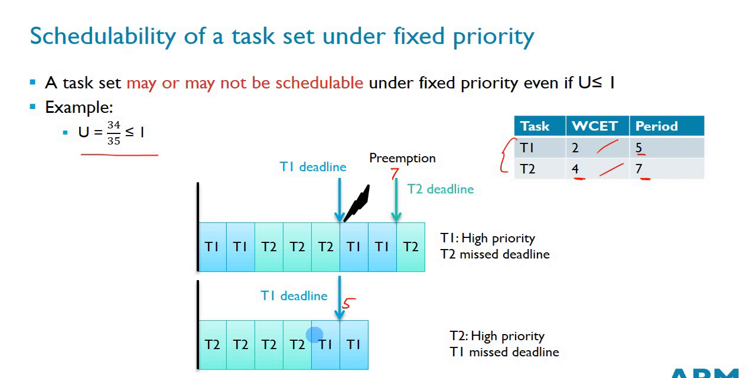T1. Correct? So you can see that in this situation, no matter whether I put T1 as higher priority or T2 as higher priority, it doesn't seem to fulfill both the deadlines that I have, even though the utilization that I calculate is less than or equal to 1. So this is why we say that this condition that U must be less than or equal to 1 is necessary but not sufficient.